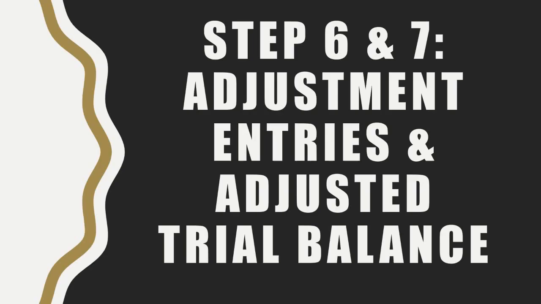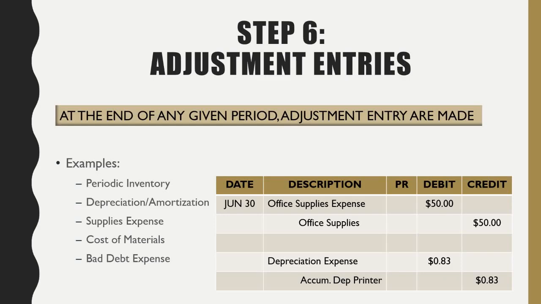Okay, then we're going to move into step six. Step six is going to be introducing adjustment entries. And what these are is, okay, yes, we have seen bits and pieces here and there when we were talking about concepts throughout the chapters, right? We looked at what an adjustment entry does.